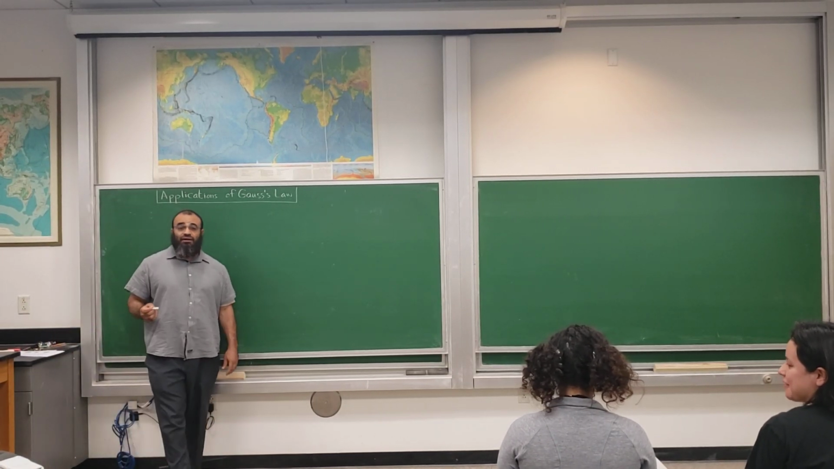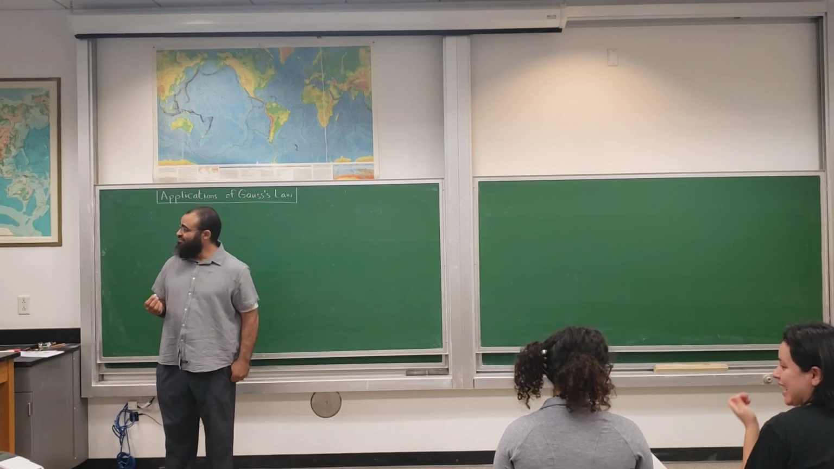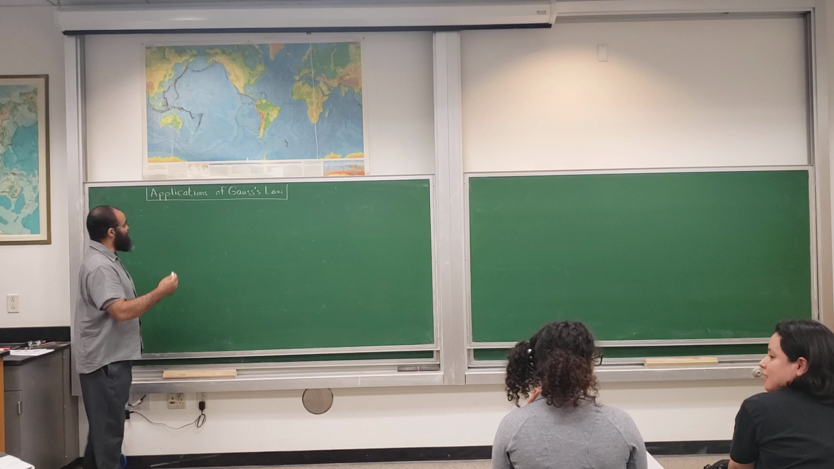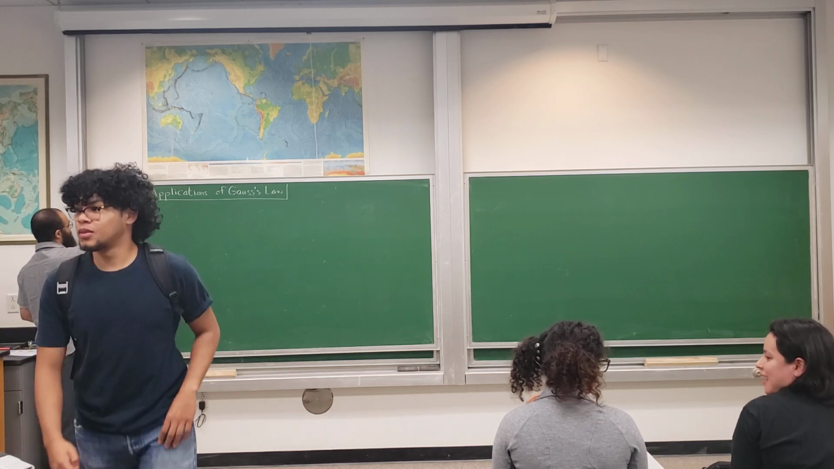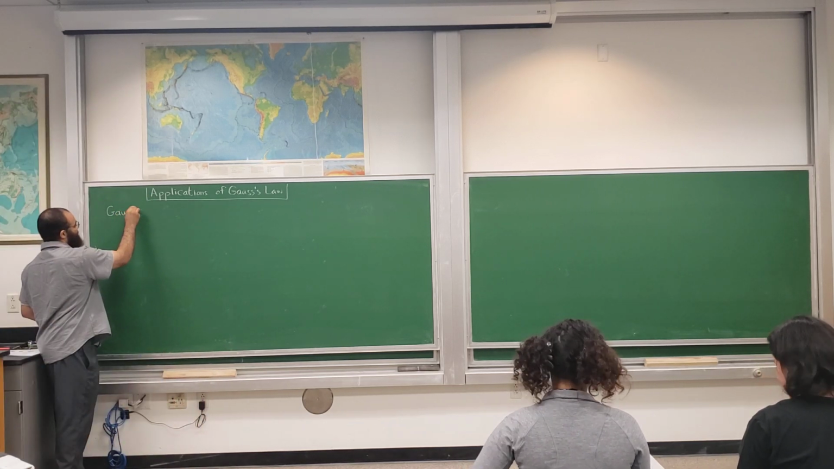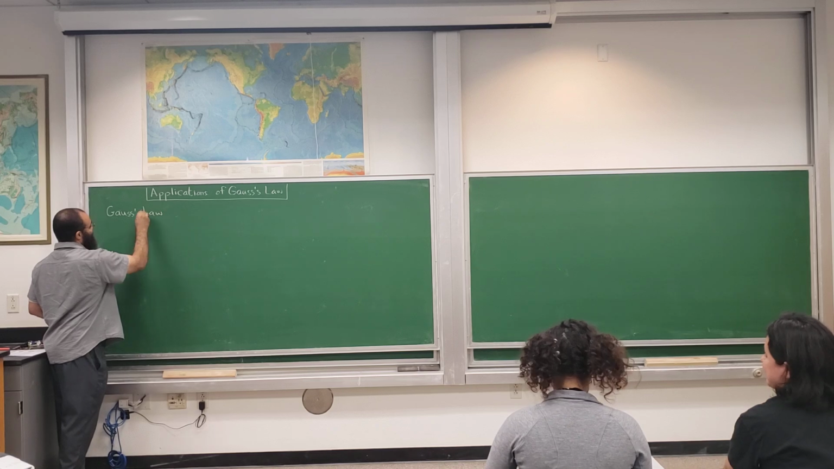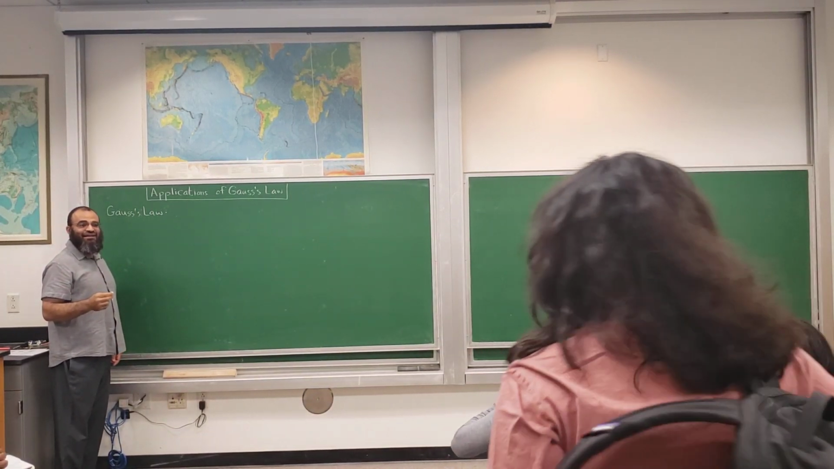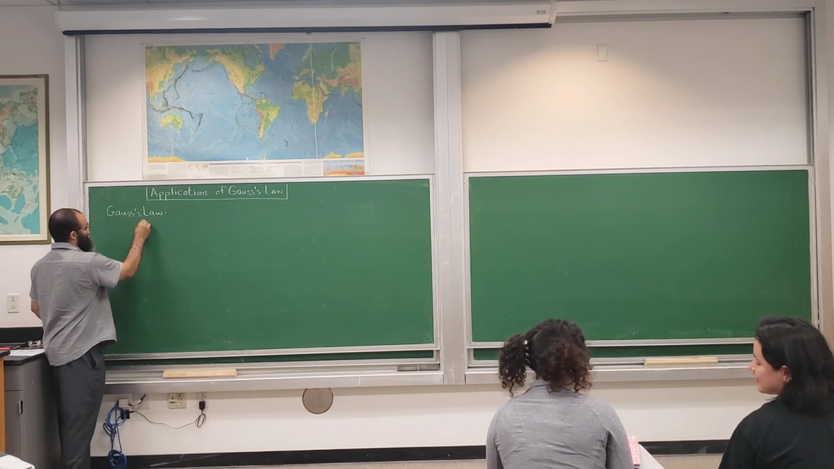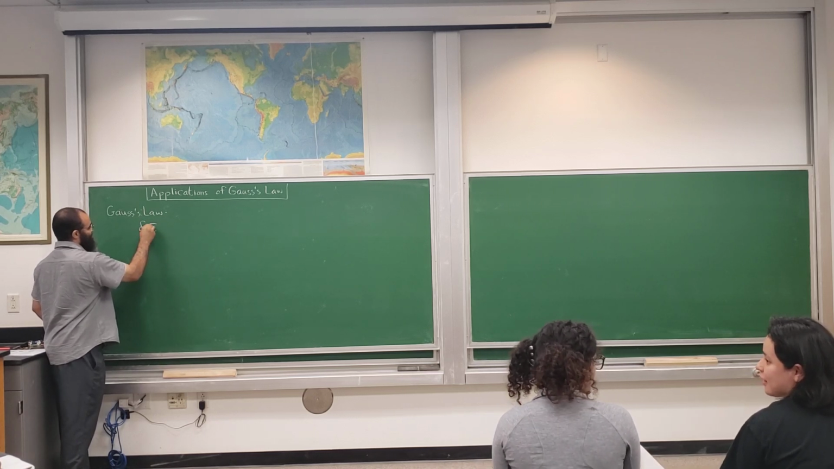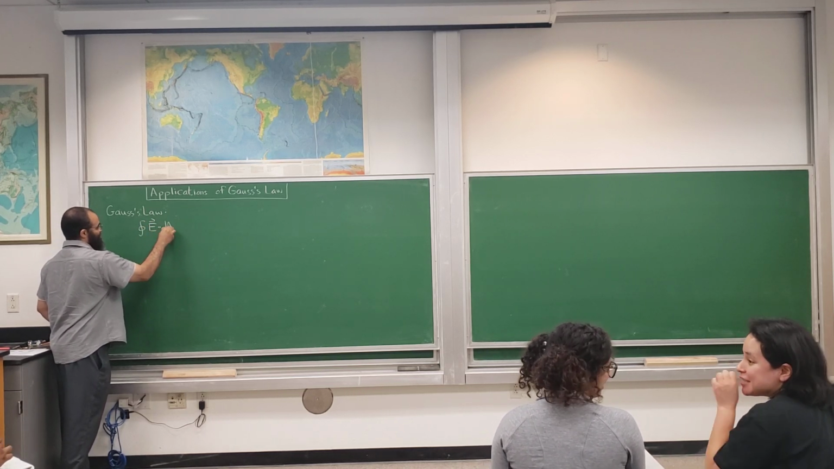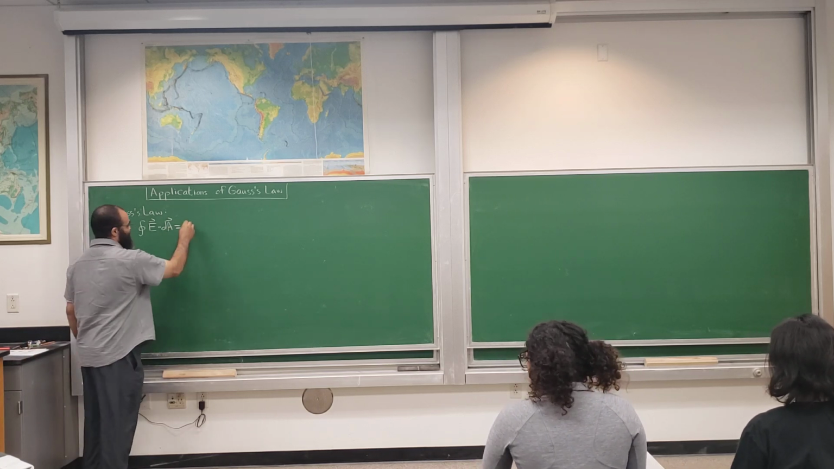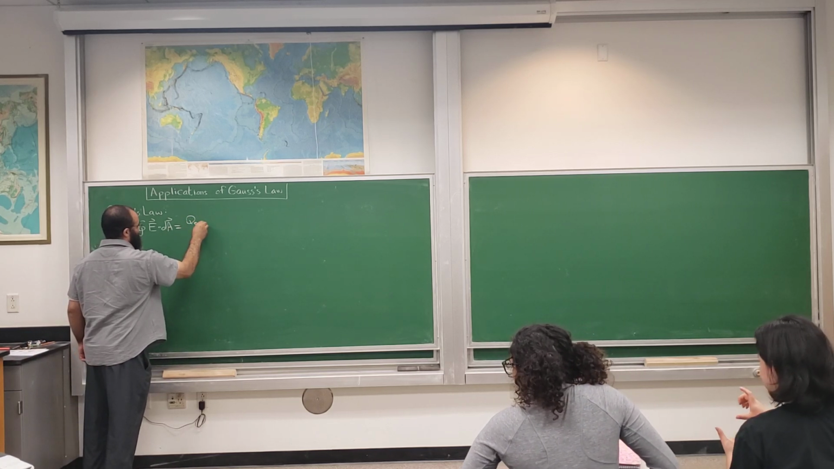All right. Can someone please remind me of the statement of Gauss's law? What does it say? Integral E dA equals to what? Q enclosed over epsilon naught.